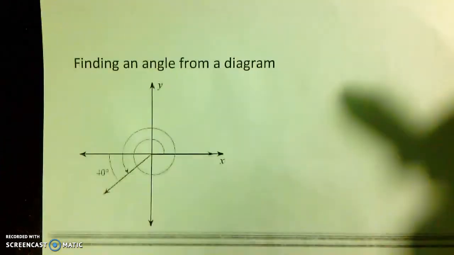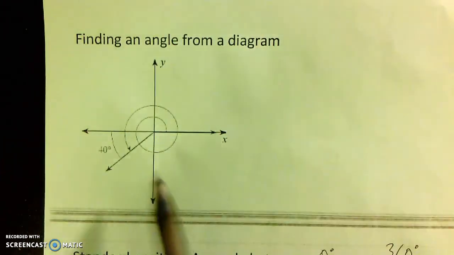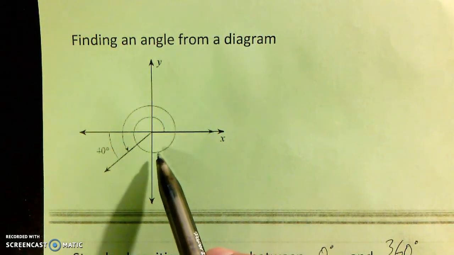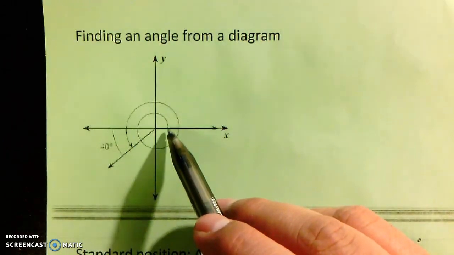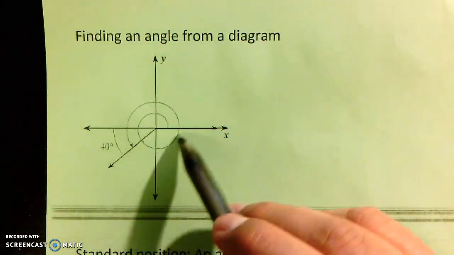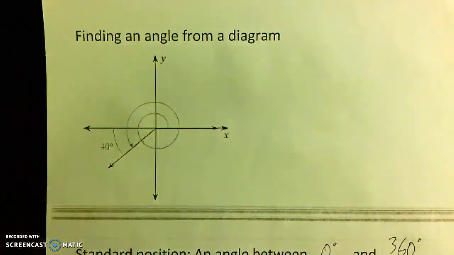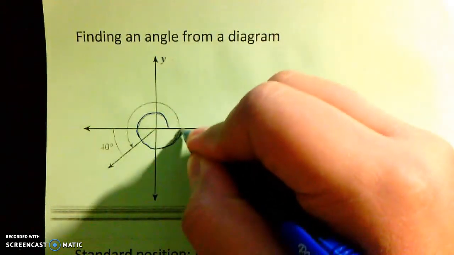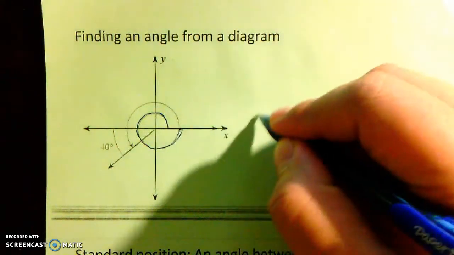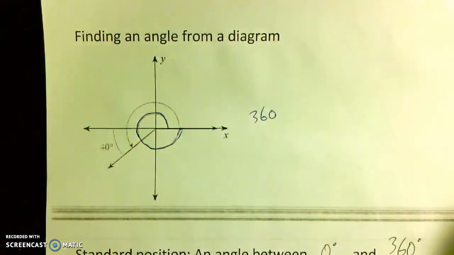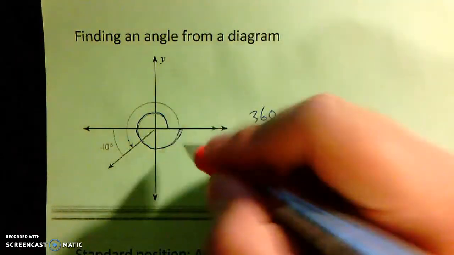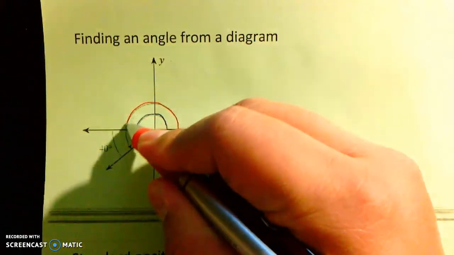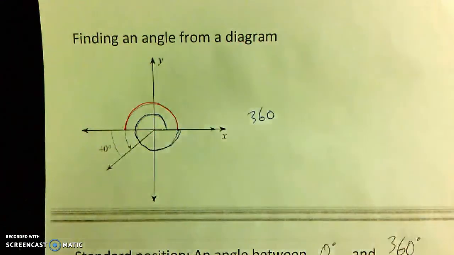Okay. The other type of problems you're going to have to do is where you find an angle from a diagram. So you're just looking at the picture. Okay, we've got one whole rotation right there. So let's just kind of trace that. That's one rotation. That's 360, right? Already, this is going to be a really big angle. And then we trace the rest to right about there.